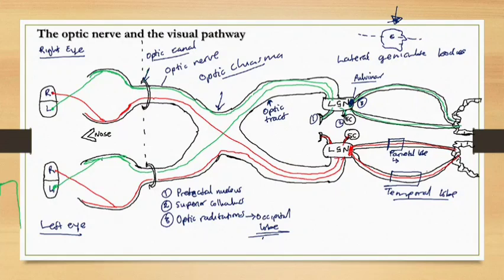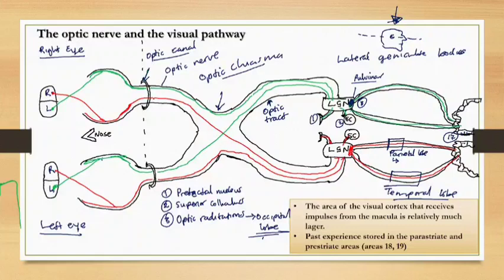And where are these radiations going? They are going to Brodmann area 17. These are just the margins of the medial side of the occipital lobe around the calcarine fissure. That's where you find the cortical visual center. Area 17 is the main one, but there are associations, so the impulses in general will be combined with past experiences, and the past experiences are stored in the parastriate and pre-striate areas 18 and 19. So if you look at something, you remember it because those visual images are stored there.